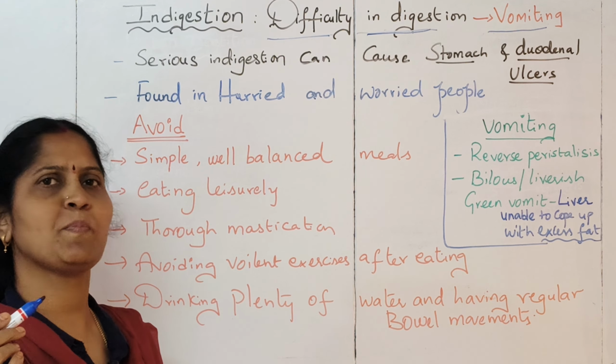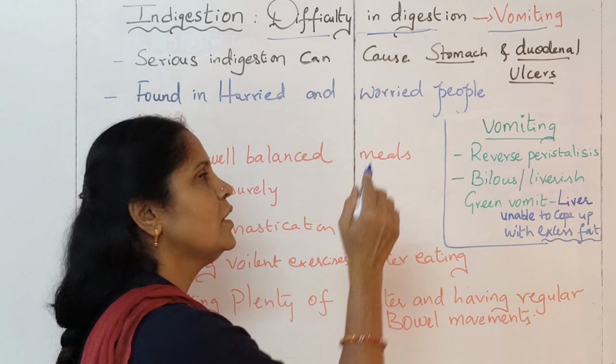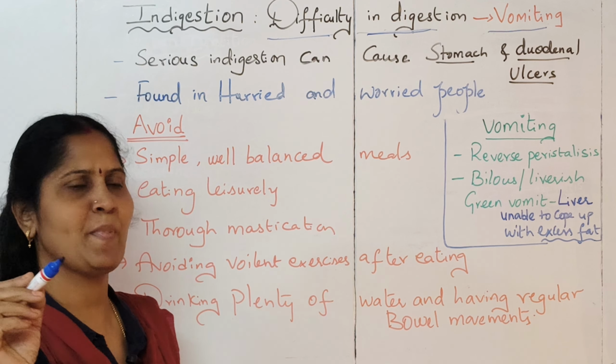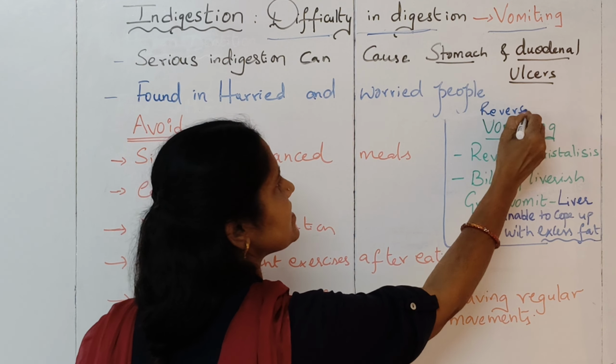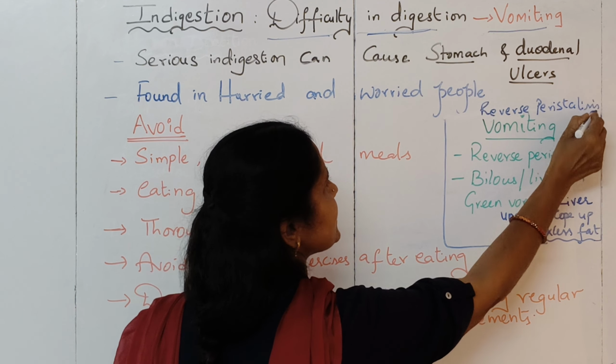So the way of expelling the undigested content from your body is vomiting. So vomiting occurs because of the process which is called reverse peristalsis. What is it called? It is called reverse peristalsis. Peristalsis. What is this peristalsis?